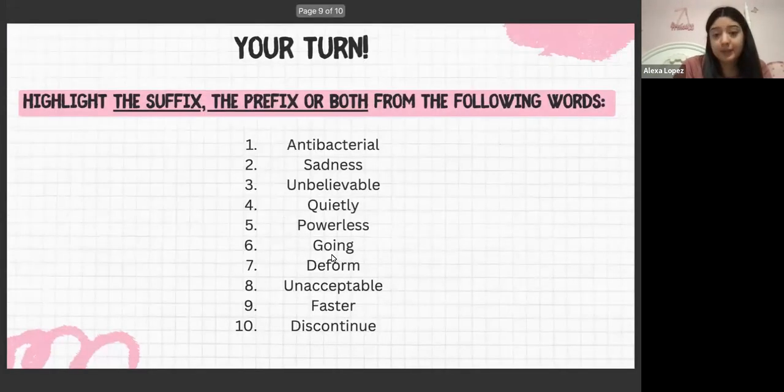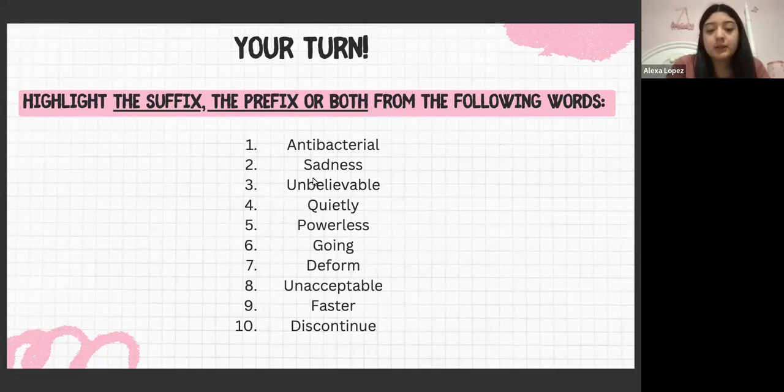So now it's your turn to try and find the suffixes, the prefixes, or they could even be both on the following words. Okay, so let's do number 1 together. Antibacterial. Anti would be your prefix, right? And then bacterial would be your root word. So I want you to take your highlighters and highlight the prefix or the suffix, or if they're both combined, you could highlight them both, okay?